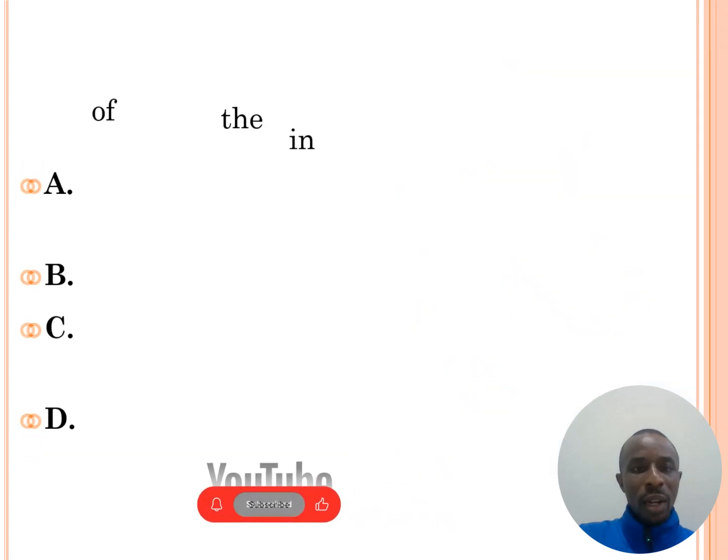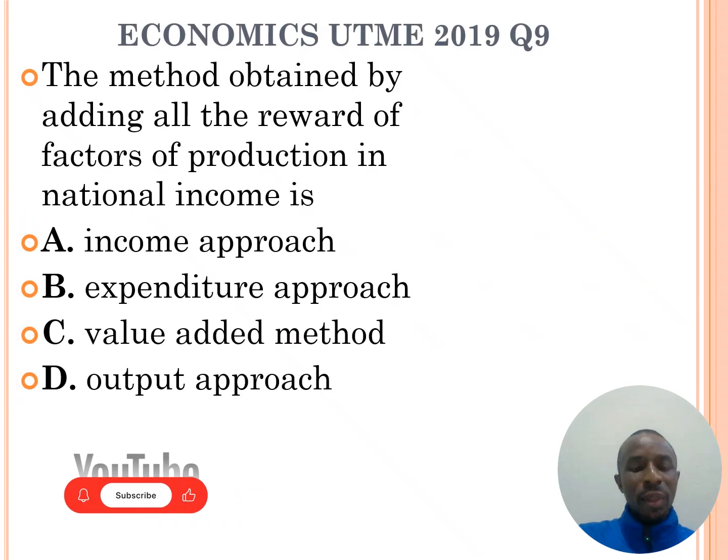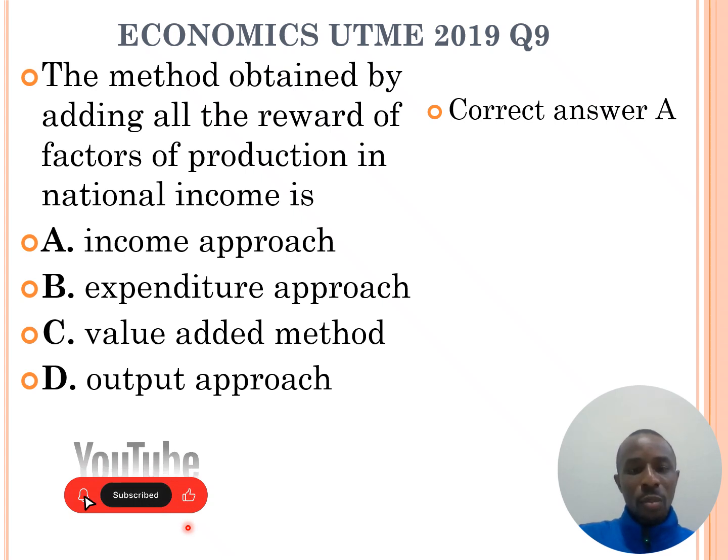Number 9, the method obtained by adding all the rewards of factors of production in national income is the income approach. That's when you add the reward for land, which is rent, the reward for labor, wages and salaries, the reward for capital, which is interest, and the reward for entrepreneur, which is profit. So when you use that method, that's an income approach.